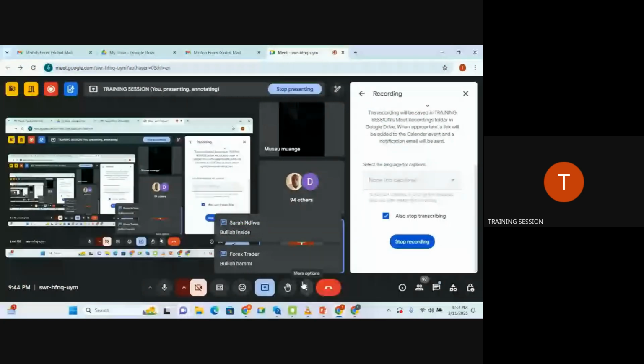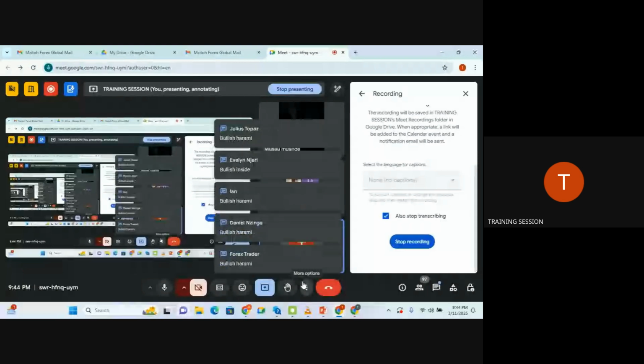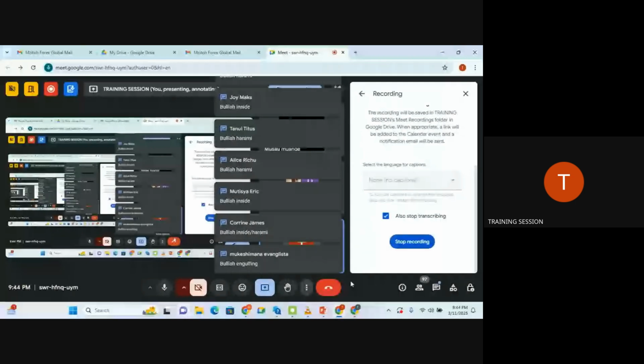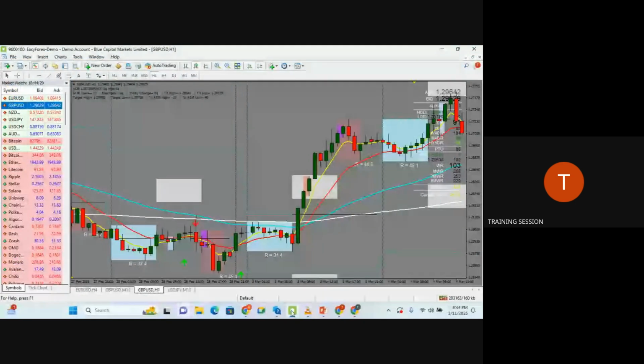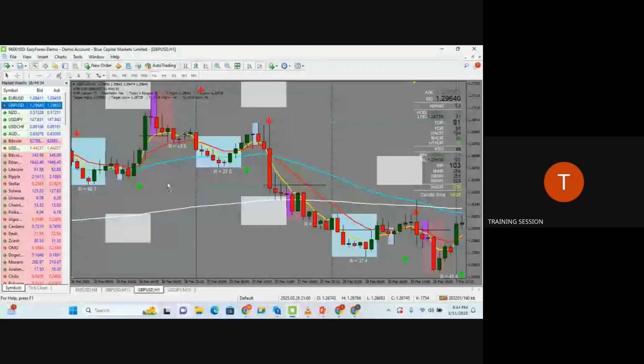Yeah, bullish Harami Sarandiwa. Bullish inside Sarandiwa. Forex trader, bullish inside Harami. Evangelist Ian. Nzinga, I've been seeing you for some time, Daniel. Joshua Mwema, Naomi Gitau, Tanui, Alice, you are all saying bullish inside. Make sure you master this candle. You cannot trade or enter the market without candlestick confirmation.